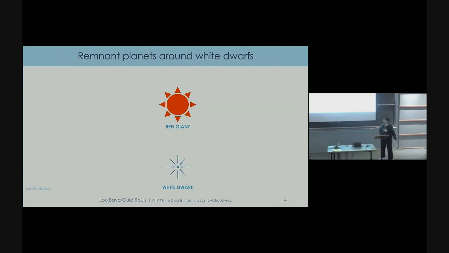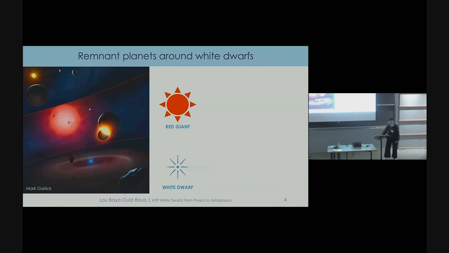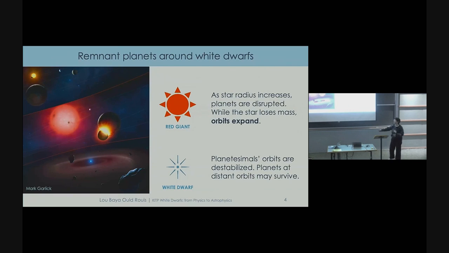All right, so let's do a very quick reminder of what happens to planets around stars during stellar evolution. This is a beautiful illustration from Mark Garlick. And you see that at the red giant phase, as the radius of the star increases, planets are disrupted and their orbits expand. So that when we get to the actual white dwarf stage, the orbits are destabilized and only planets at very distant orbits may survive.